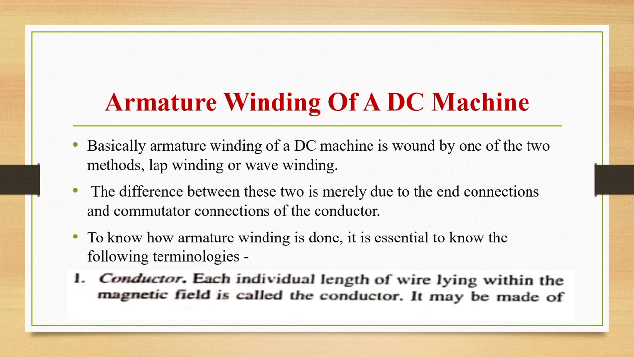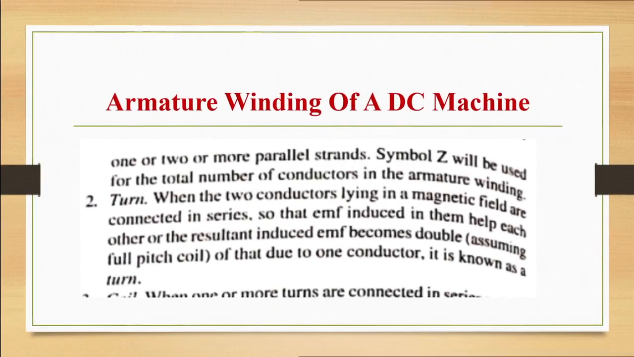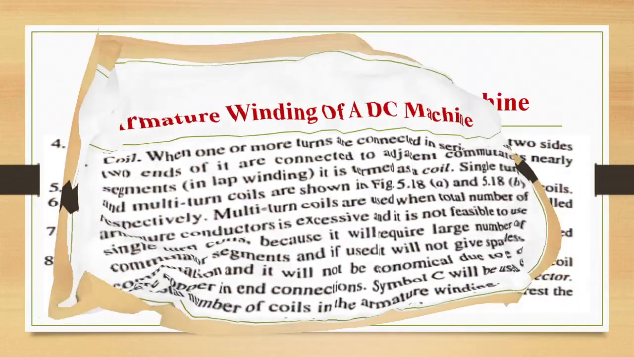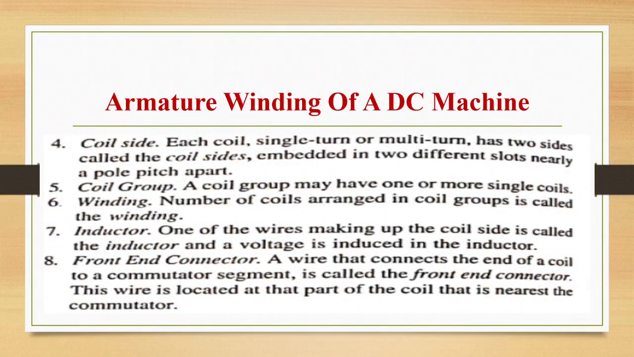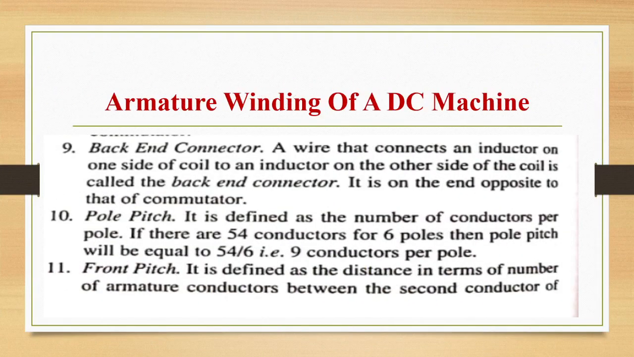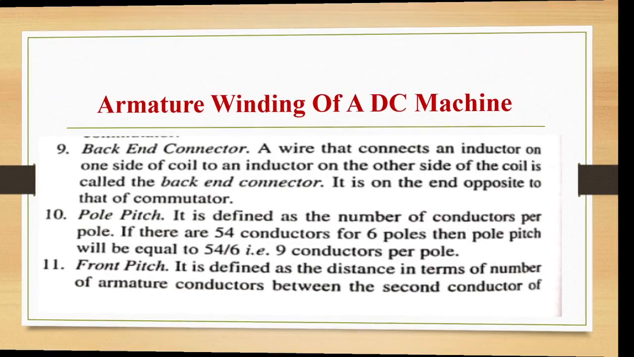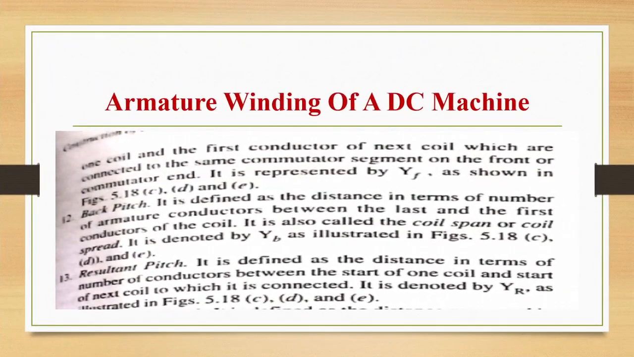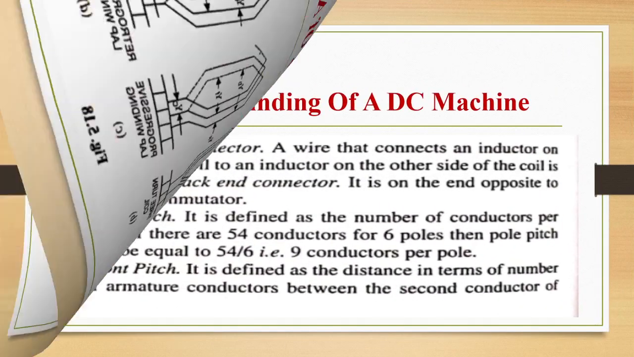To know how armature winding is done, it is essential to know a few terminologies like conductor, turn, coil, coil side, coil group, winding, inductor, front end connector, back end connector, pole pitch, front pitch, back pitch, resultant pitch. All these terminologies we have seen.